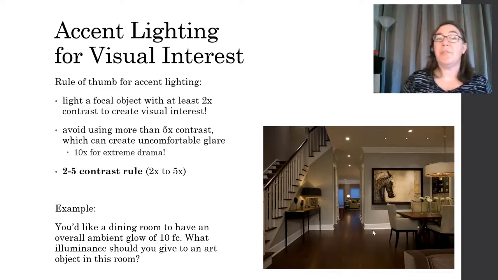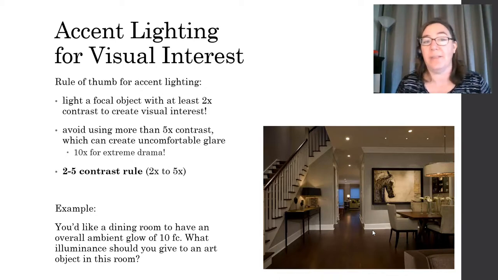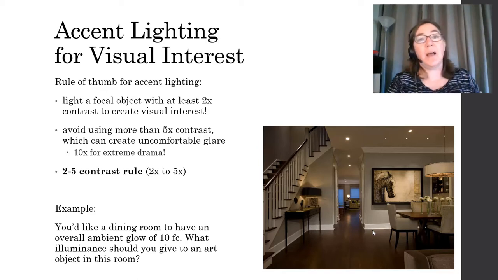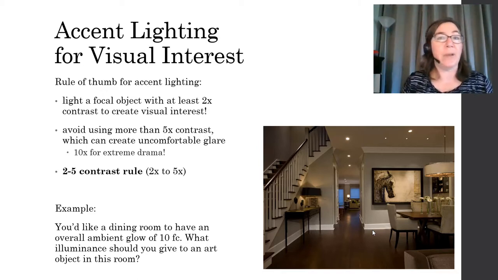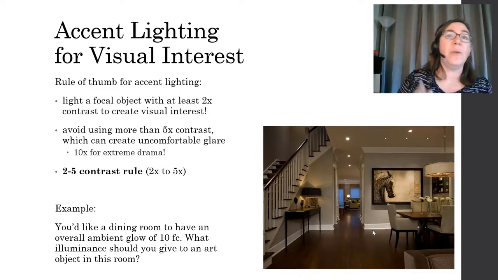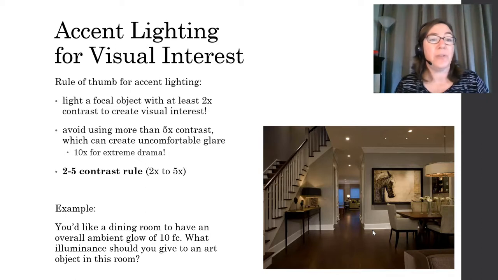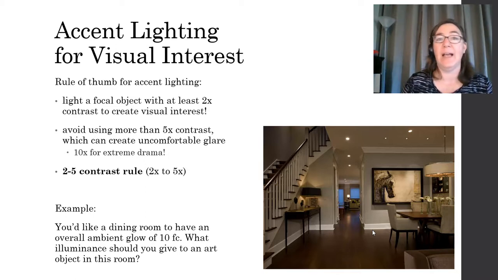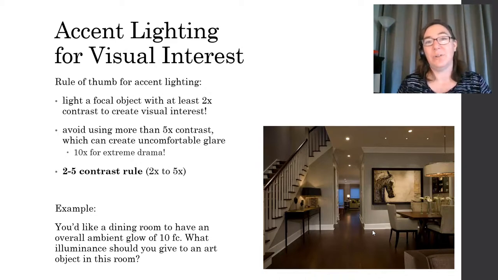There's a fairly easy rule of thumb for illuminance levels for accent lighting, and it's called the 2 to 5 contrast rule. You want to light a focal object with at least 2 times the illuminance of your ambient area around it in order to create contrast and add visual interest. You want to avoid going higher than about 5 times the contrast because you can create some glare. If you want to add extra drama, you can even go up to 10 times the contrast. So, the 2 to 5 times contrast rule.